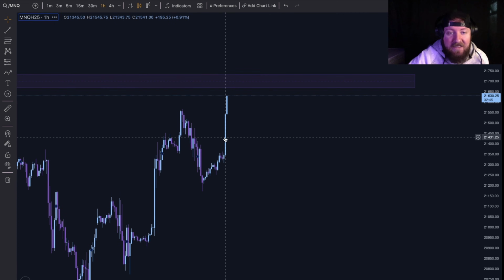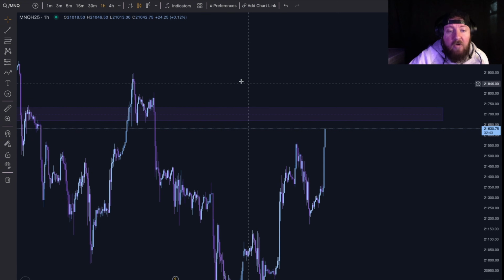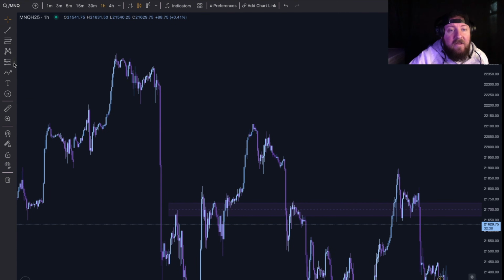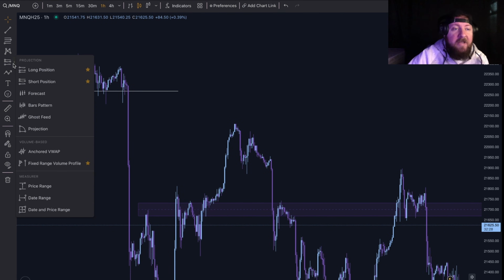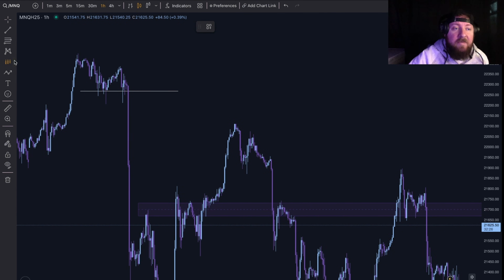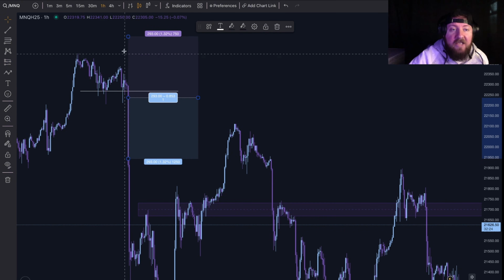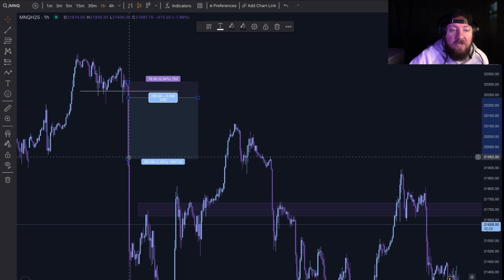NASDAQ is one of them pairs that can actually just keep going and going and going if it wants to. Like, look at this. That's crazy work. If anyone was just going on that, when was that? 7 o'clock at night for me. So it was probably a news event. I'm pretty sure that would have been a news event. But imagine just catching it with a tight stop loss and it just kept going.